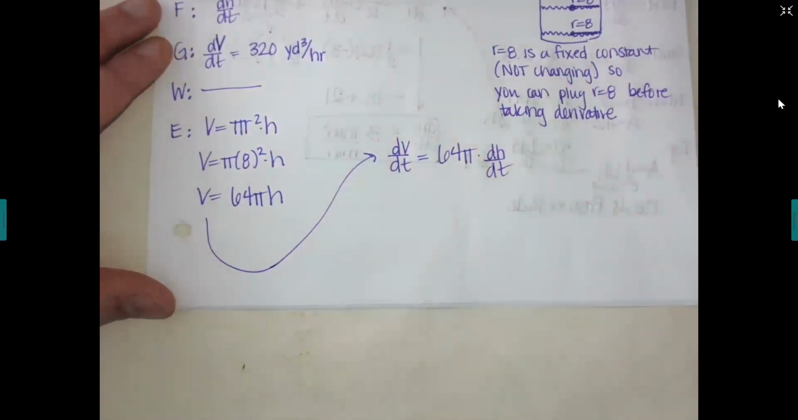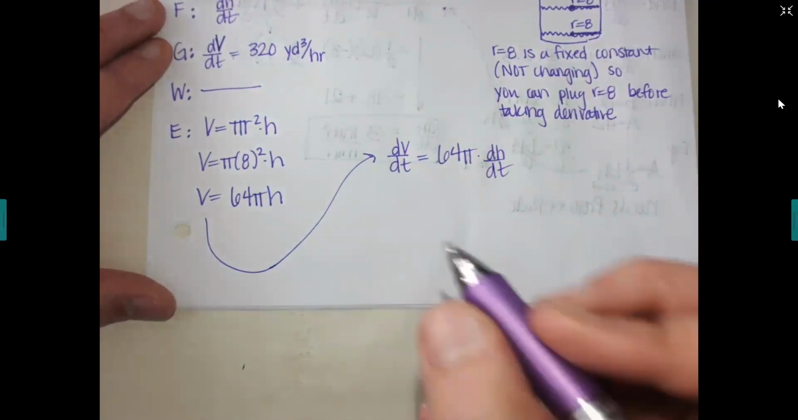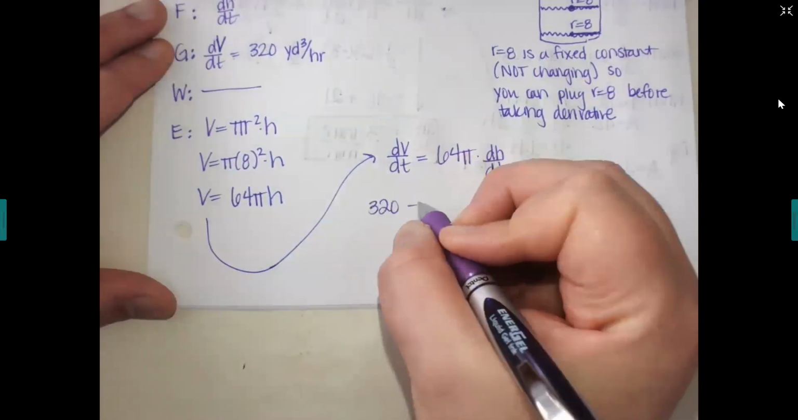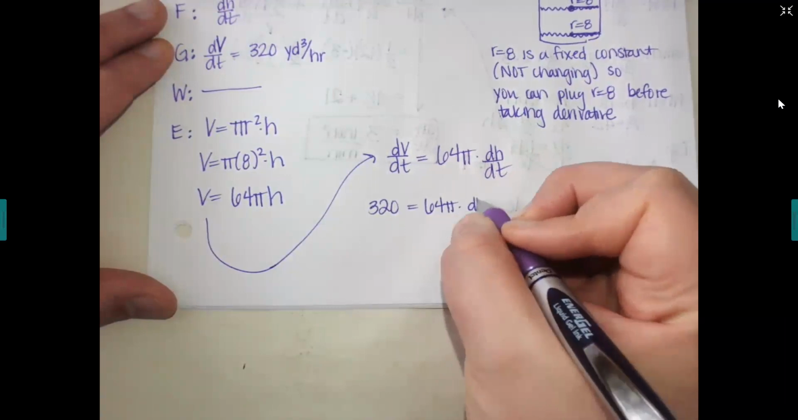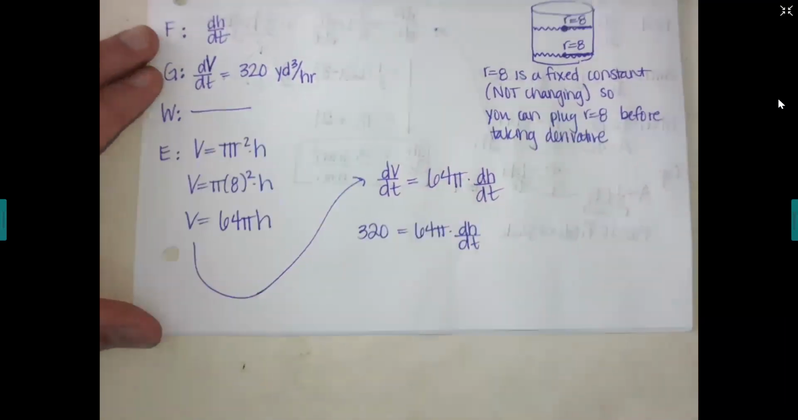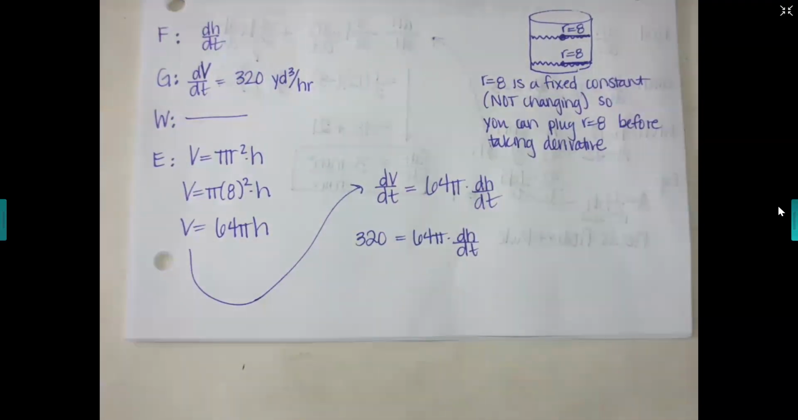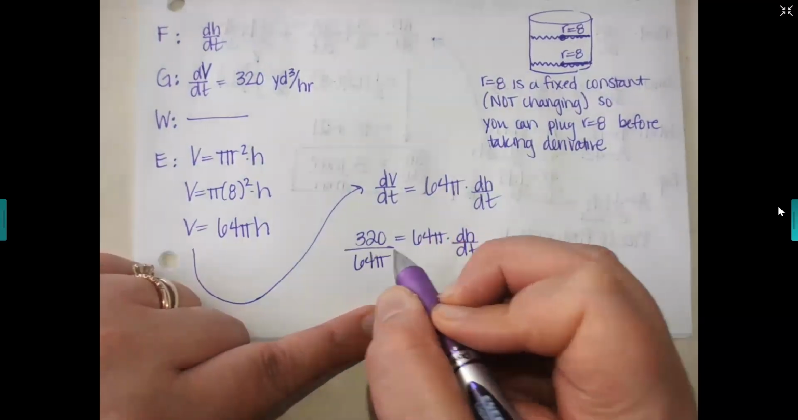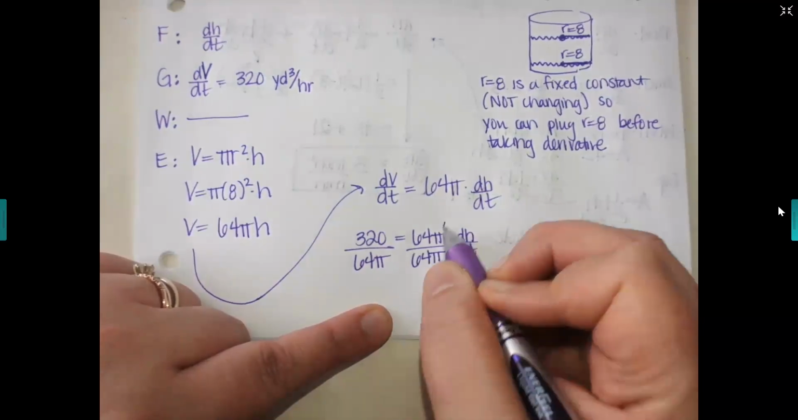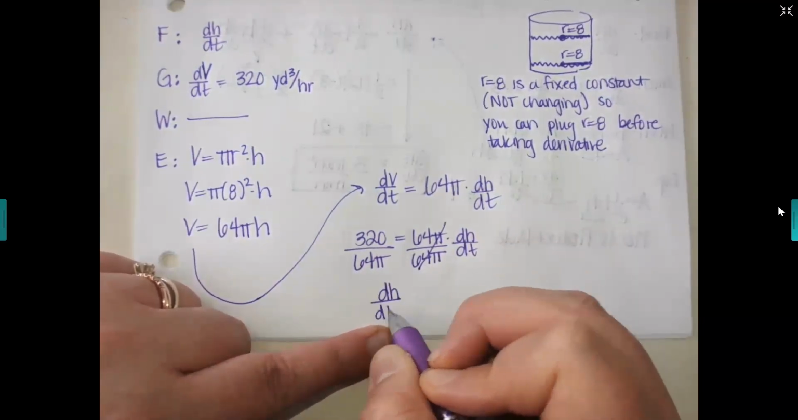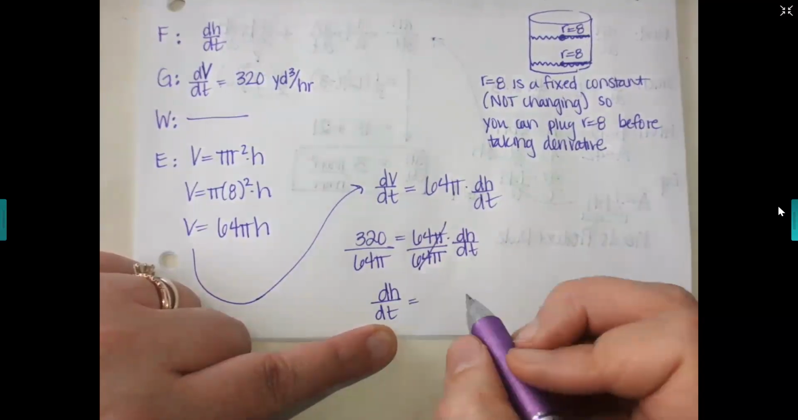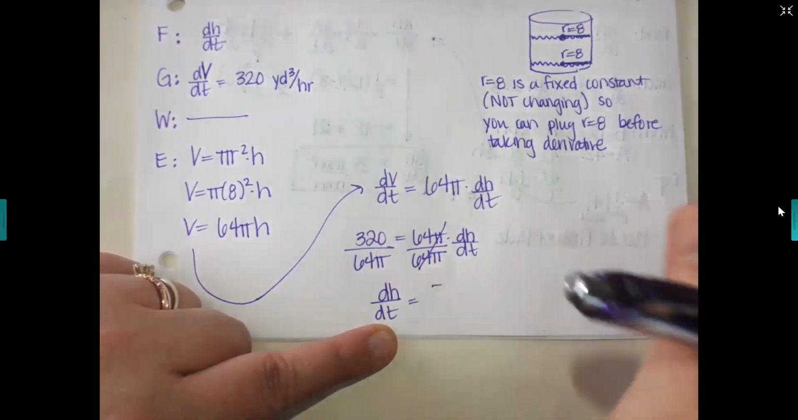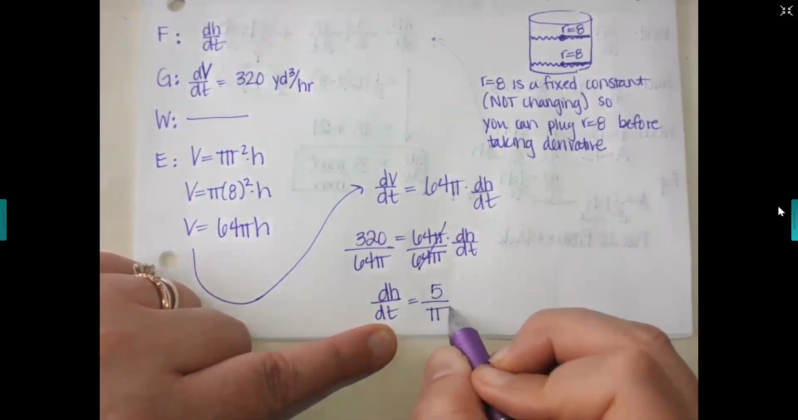And then from there, we can just plug in whatever number we have, solve for the number that we don't have. So my dV/dt was given to me as 320 equal to 64 pi dh/dt. And then remember that in this case, I'm solving for dh/dt. So how will I get rid of this 64 pi from the front? Divide it. So it'd be 64 pi over 64 pi. So dh/dt equals 320 divided by 64. What are we gonna get? Close? 5. And then the pi would stay on the bottom.